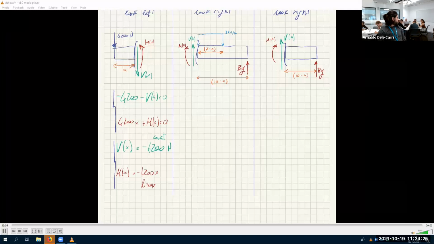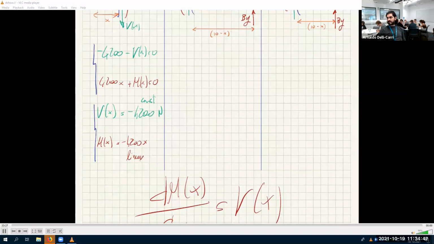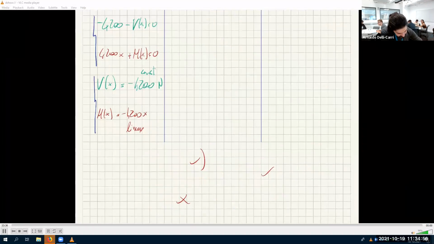Is there a way we can check if this is correct? If we differentiate, yes. Remember, this is always true: the derivative of the bending moment with respect to x is the shear force. Always. So if we take the derivative of minus 4200x with respect to x, you get minus 4200. That means we are correct.